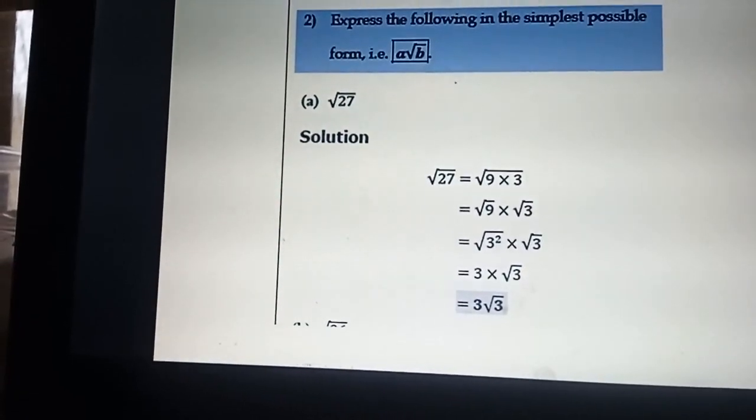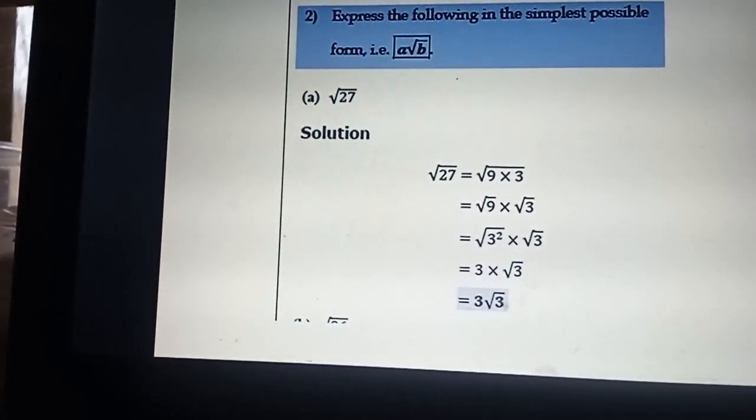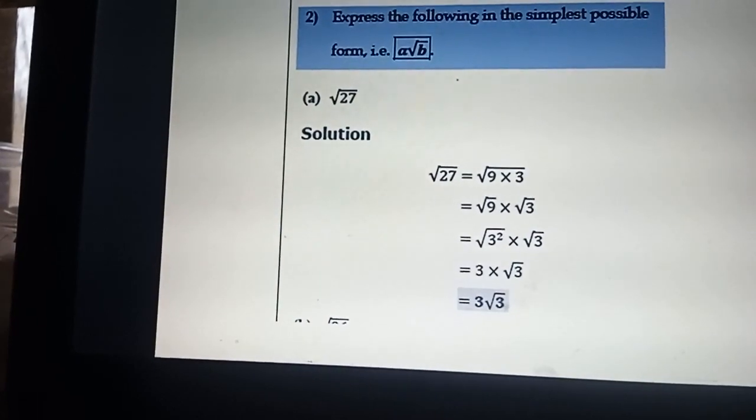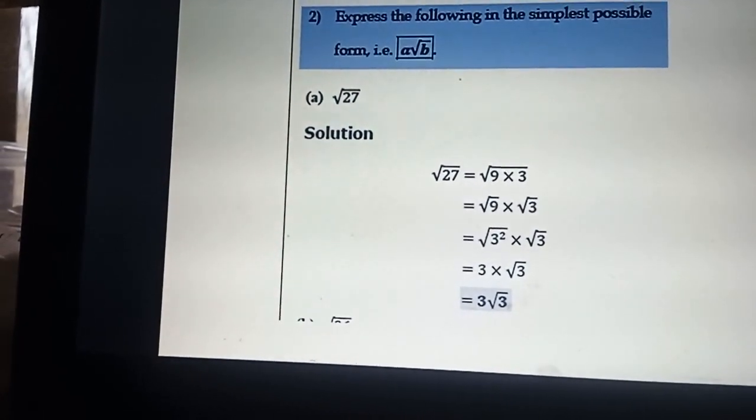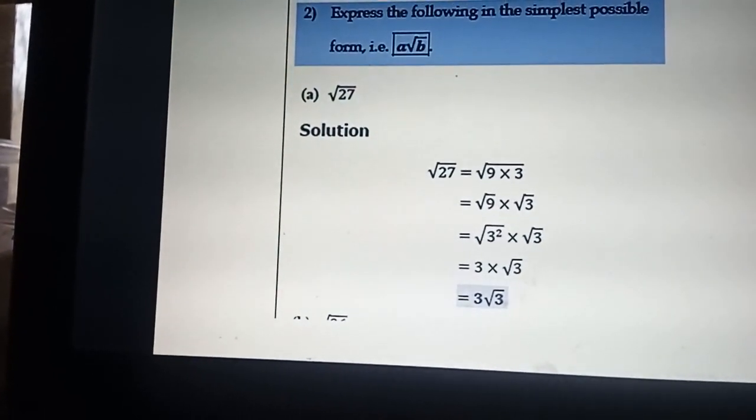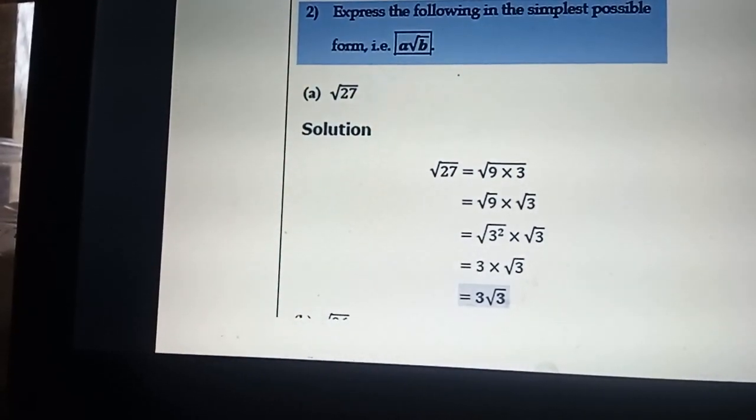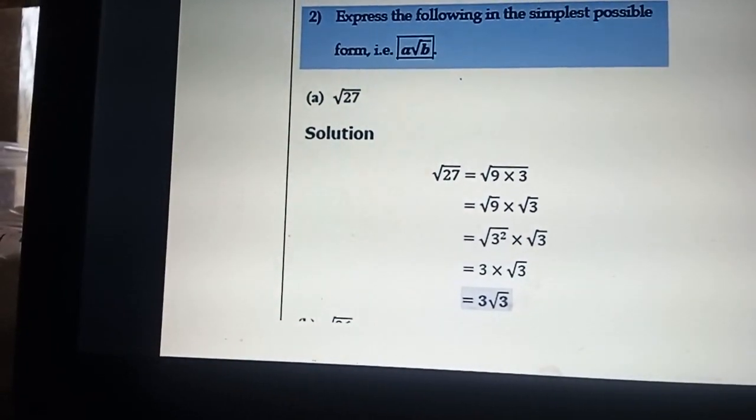The square root cancels this square, this power 2. Cancel the square root. Remain only 3. So our final answer is what? 3 root 3. Is that clear?